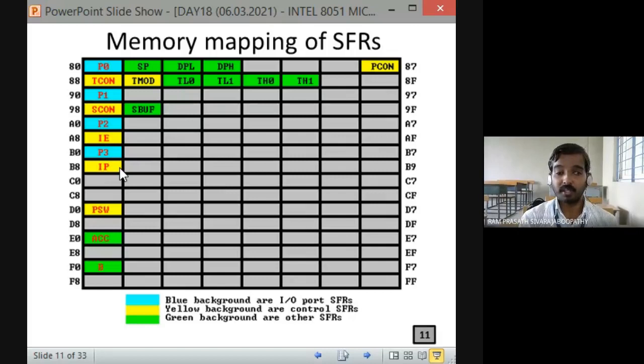Just group them in that way so that you can know what SFRs we have in the 8052. No need to memorize these 21 SFRs.